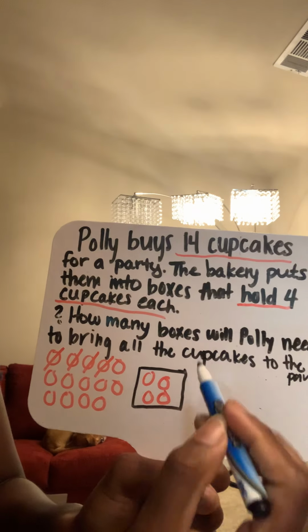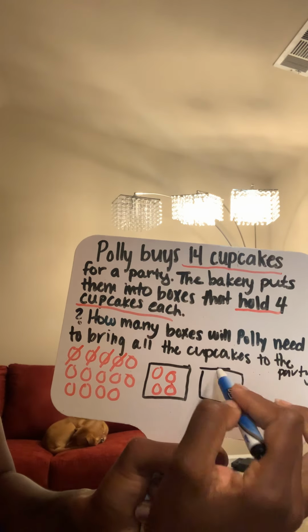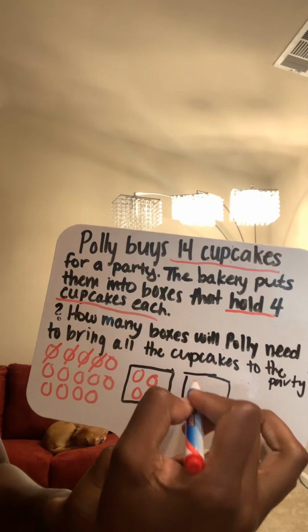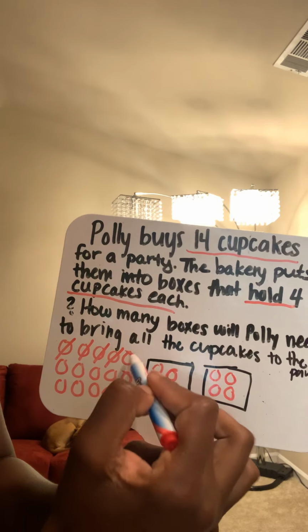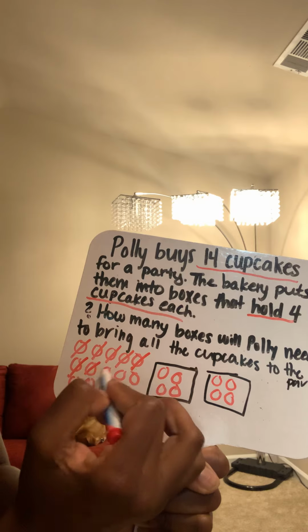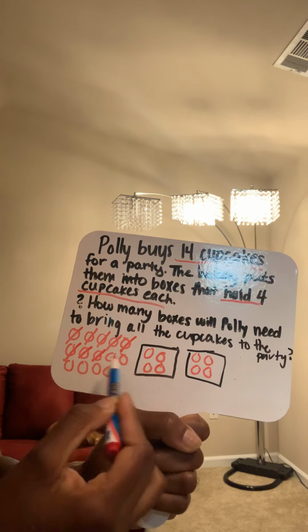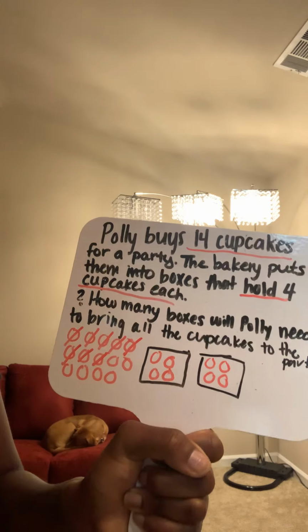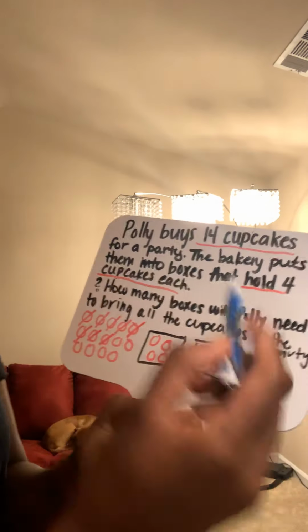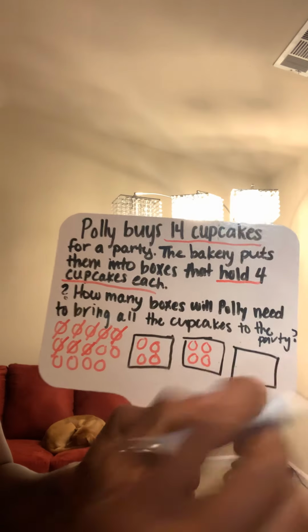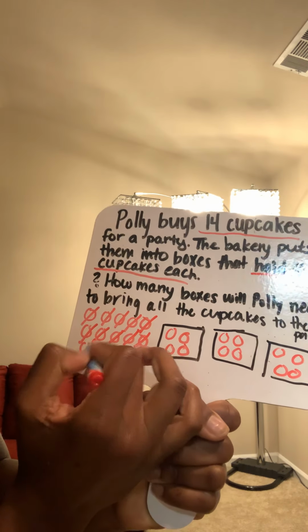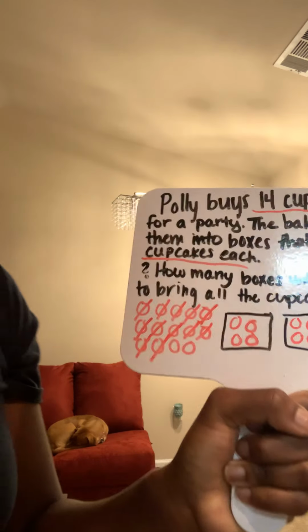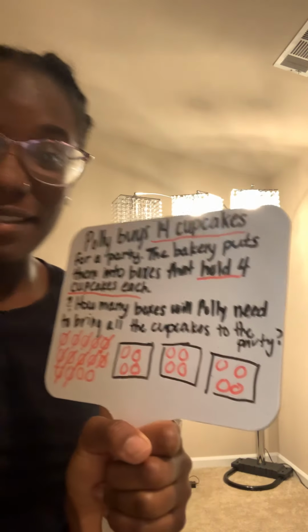All right, so I see I've got a whole bunch of cupcakes left, so I'm just going to go ahead and draw another box and add in 4 cupcakes. And we're going to repeat this process again. I'm subtracting 1, 2, 3, and 4. I still have 1, 2, 3, 4, 5, and 6 cupcakes left, so I'm going to go ahead and draw another box. And we've got 1, 2, 3, and 4. 1, 2, 3, 4.